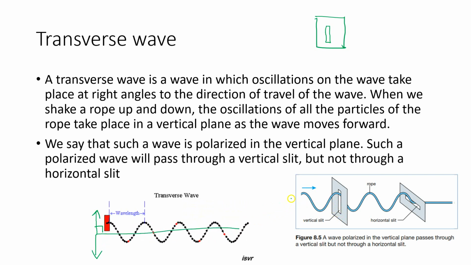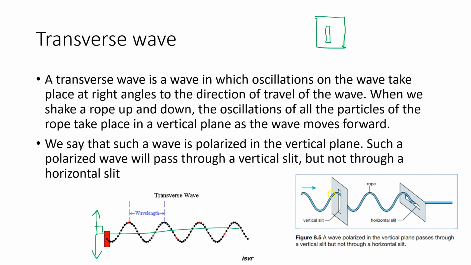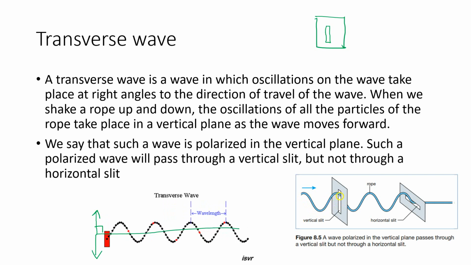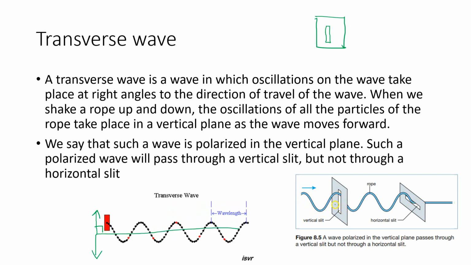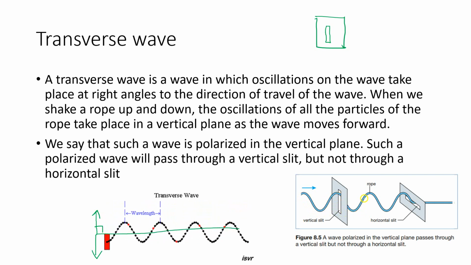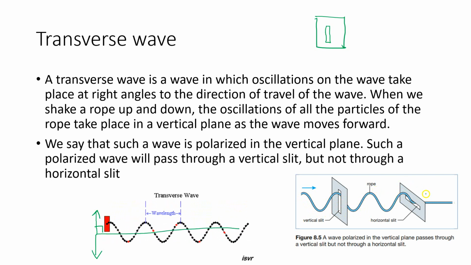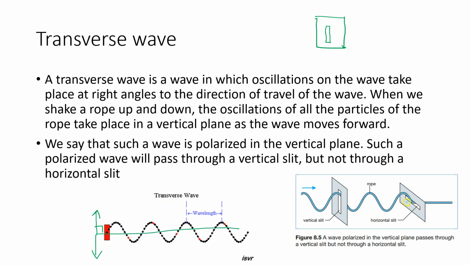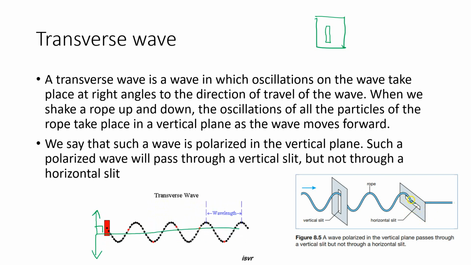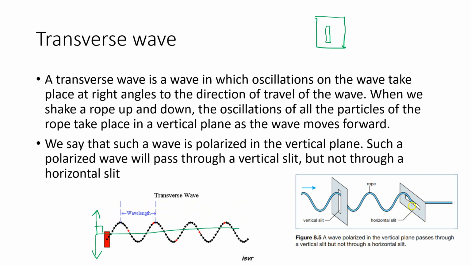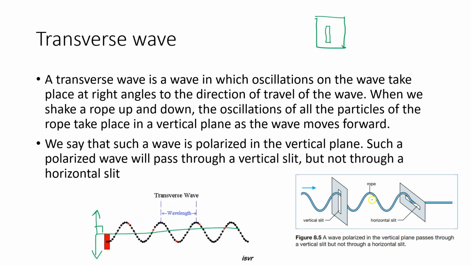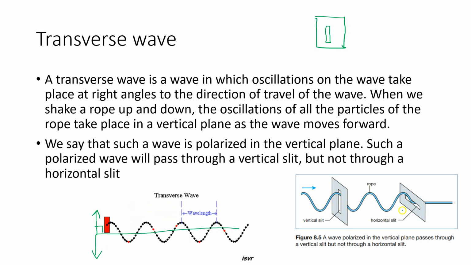If I were to allow the transverse wave to pass through, obviously it's going to pass through the vertical slit, because the transverse wave is moving vertically, up and down. So it's going to pass through. But what if I were now to take another slit and make it a horizontal slit? What you would see is that the horizontal slit is going to block the vertical wave from going through it.